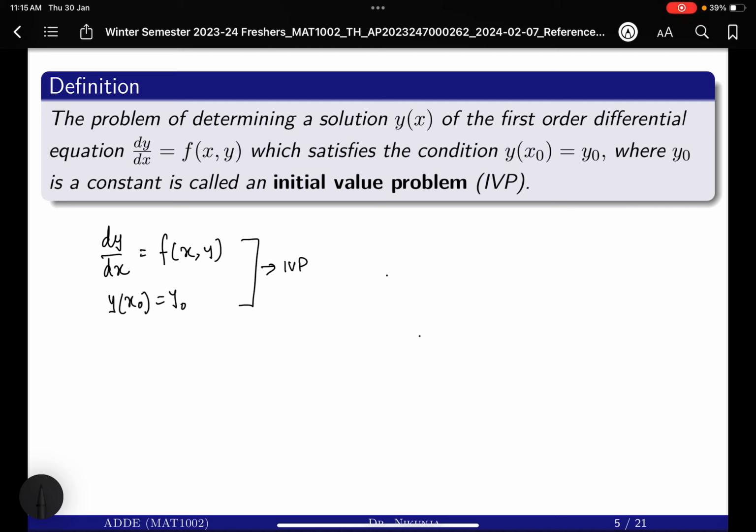Why are we saying initial value problem? That means the y value at some initial point, or initial input, is prescribed as y naught. So this setup is the initial value problem. When you solve this first equation, you will get the general solution, and when you apply the initial condition, you will get the particular solution. So this is the idea.